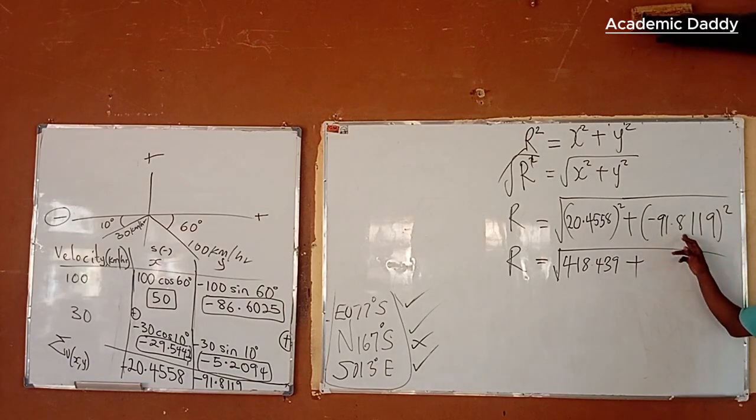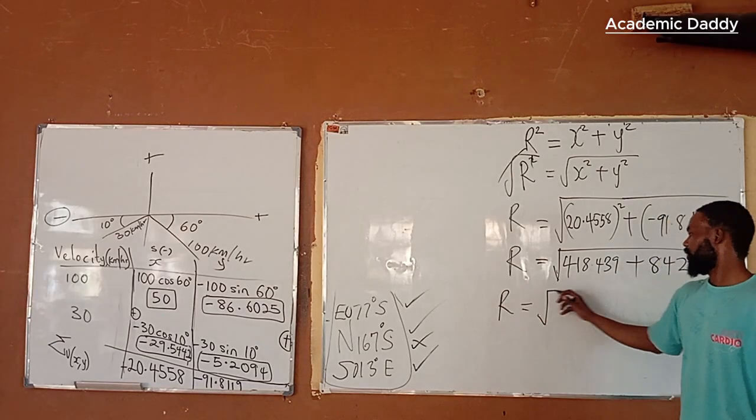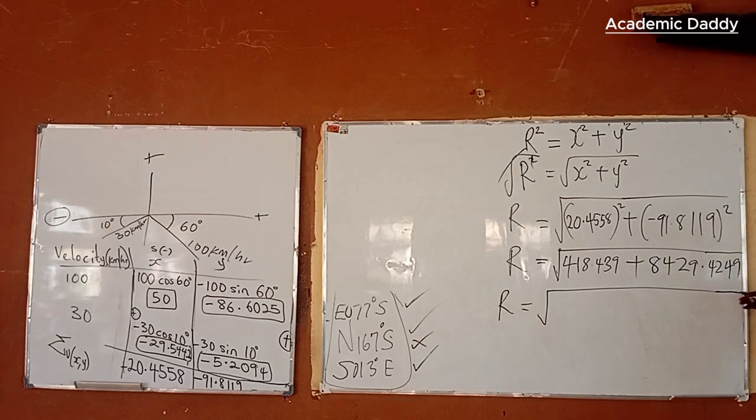Minus 91. 842. 0.42. Okay, 4249. Yes. Yeah, I want it like this. So. Ask for me. That approximation, let it not go beyond 4 decimal points. So 418.439 plus 8429.4249. Add it up.